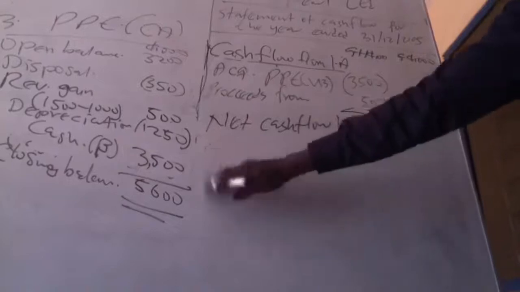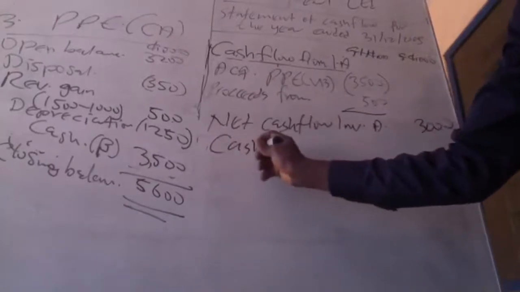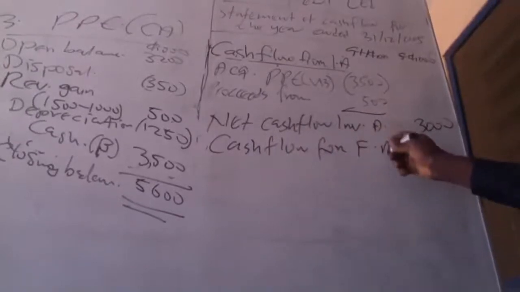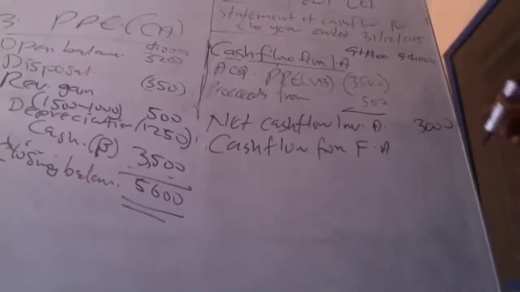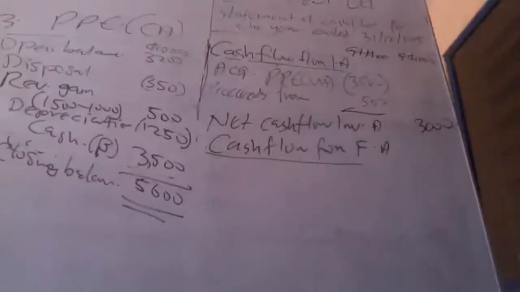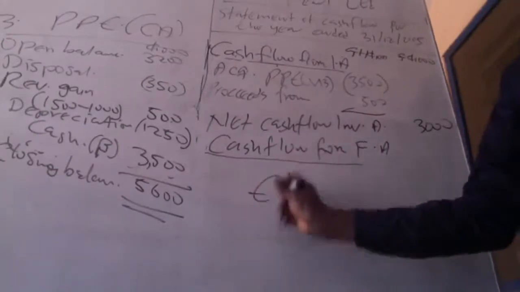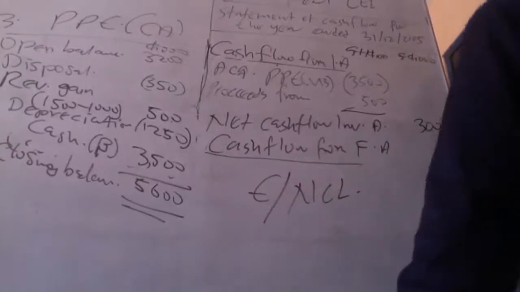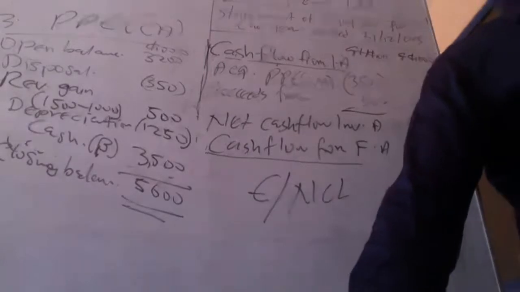Cash flow from financing activity. For financing, just check the movement in shares, whether they've paid dividend, whether they've gone for a loan, issue of loan. Basically, go and check the equity and liability. Check equity and then non-current liability, the movement, and you are done. So let's go to the equity and non-current liability. Any movement, you pick it.